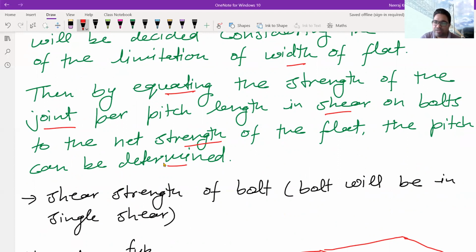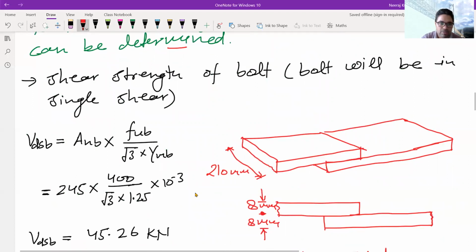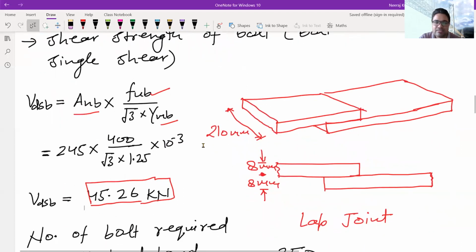The first thing that we can do here is the shear strength of the bolt. It can be calculated in a very simple manner, because as I have shown you in the formula, we are given A and B. We already have the value of fub and gamma mb. All these values are here, and because of that we are able to find the value of VDSB, which is 45.26 kilonewton.